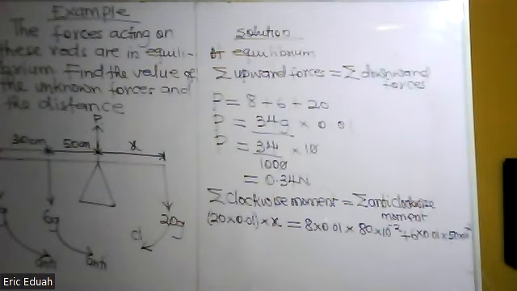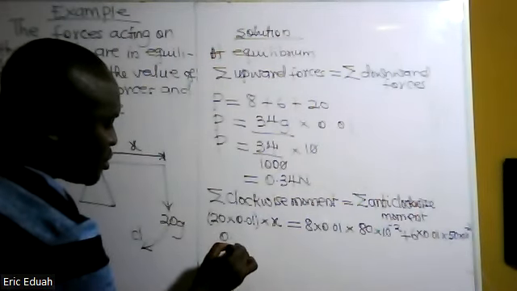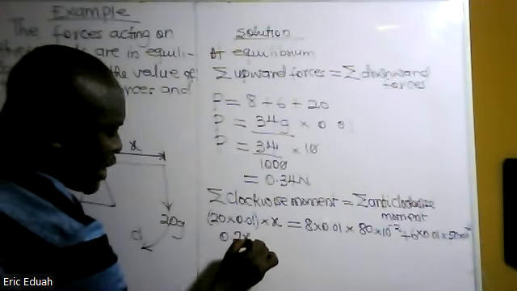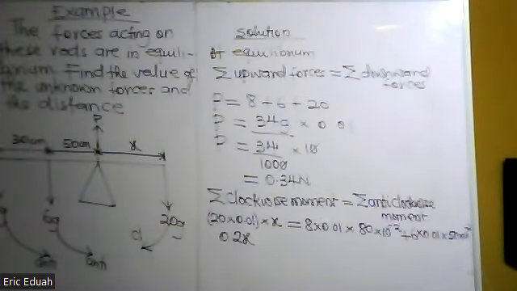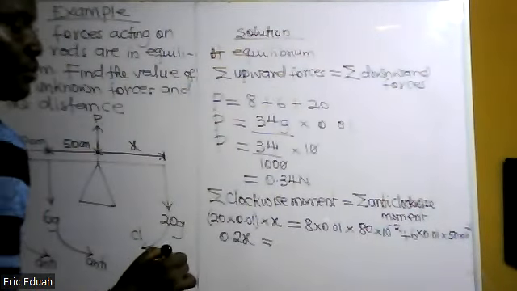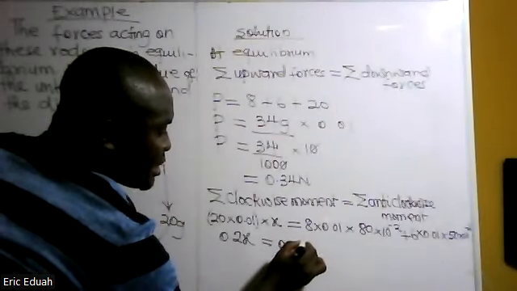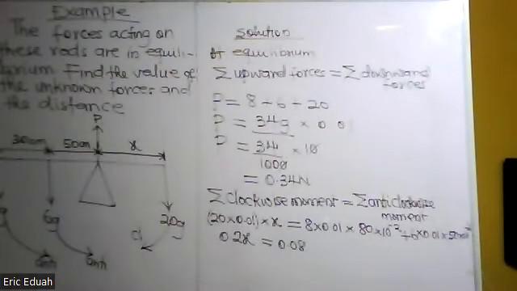So let's put them together. This is equal to 0.2x, 20 times 1/100. This is also equal to 0.08. Mr. Dia, hello. Please, I'm a bit lost at this step. Why?